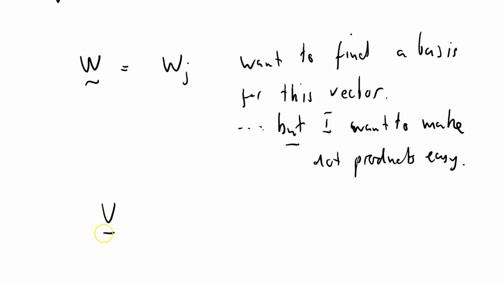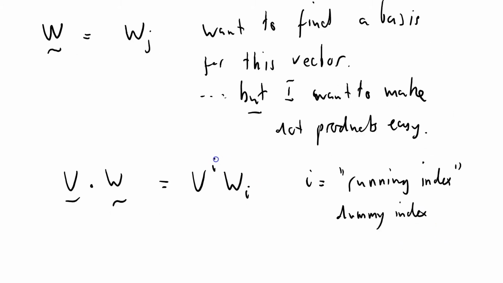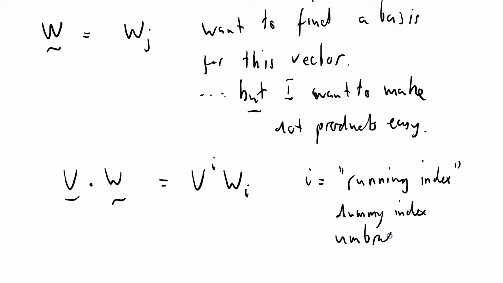If I've got v dot w, then the dot product is just v^i w_i with an implicit summation over index i. Oh, I heard it called the running index. I is the running index. That's quite a nice word. I've always called it a dummy index. Sometimes you see it called an umbral index, and I think I've been calling it a summed index. Different words for the same thing.